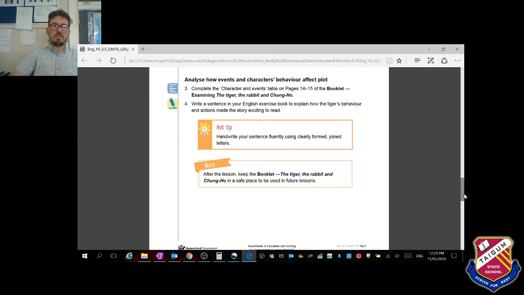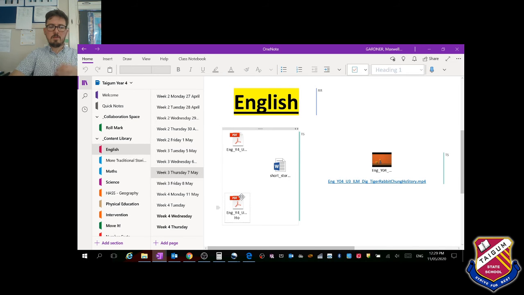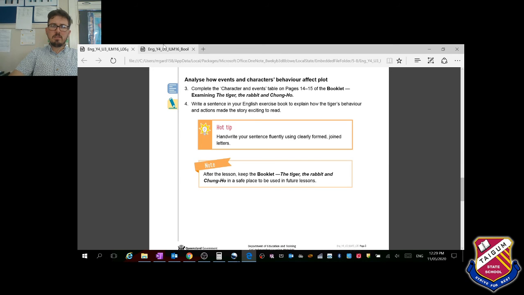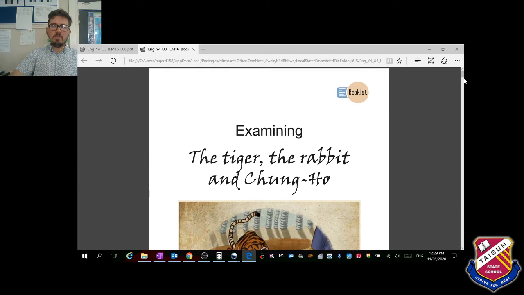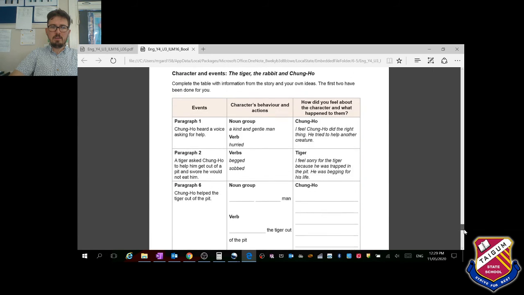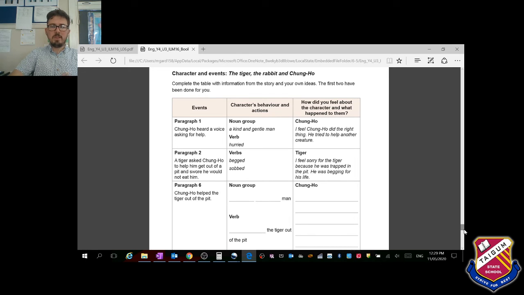Now the next thing you will need to do is go into your booklet examining the tiger, the rabbit and Chung Ho. Get that open. So it looks like this, and it wants you to do, I think, pages 14 and 15, which is examining characters. So you've done all this part. By now go to page 14. It wants you to complete the table below with information from the story and your own ideas. The first two have been done for you.